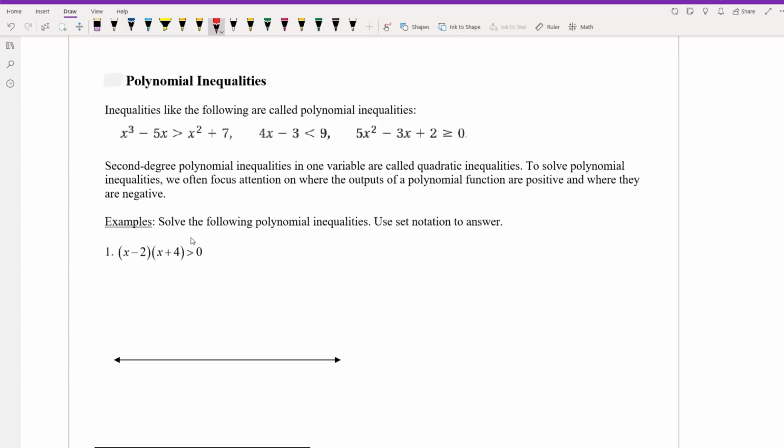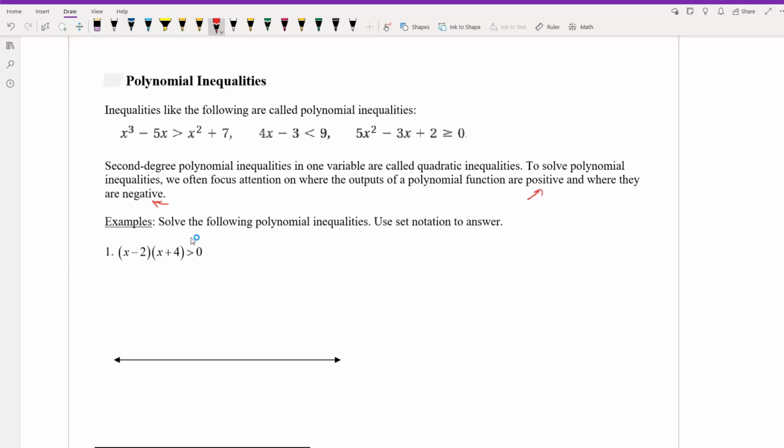Second degree polynomial inequalities in one variable are called quadratic inequalities. To solve polynomial inequalities, we often focus attention on where the outputs of the polynomial functions are positive and where they are negative. So we have to see where they are positive or negative.